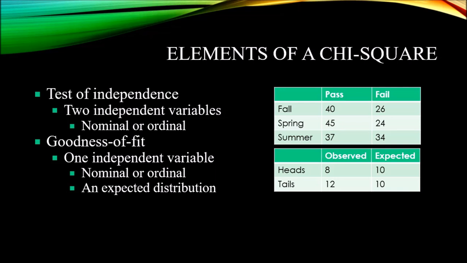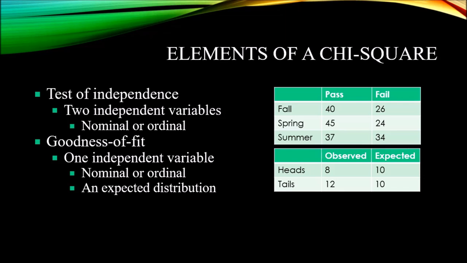I have both of these examples in tables, and when you work with chi-square, these are referred to as contingency tables. The values are placed in cells. In that top right contingency table with the semesters and the outcome variable, we have 6 cells.